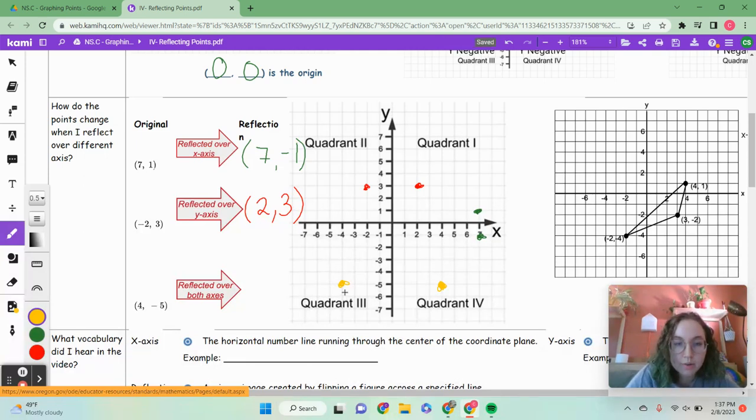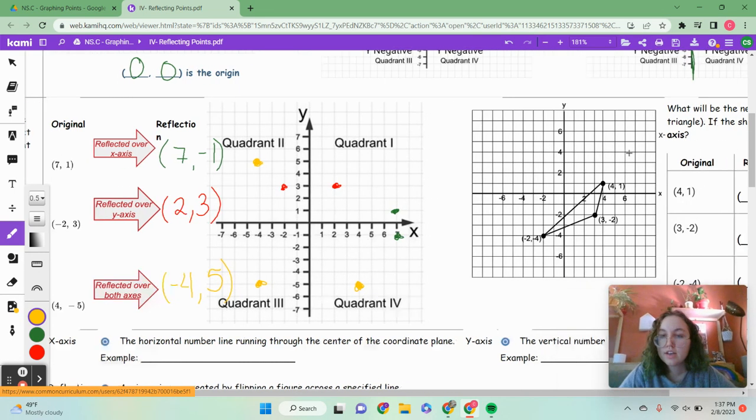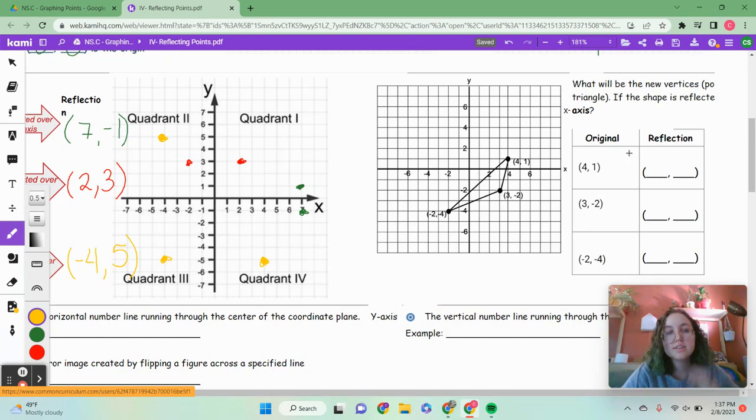And then I want to reflect it over the x-axis. So I want to do the vertical flip like that. And that is going to change the y coordinate. So after we reflect over both axes, both of our coordinates are going to change. So this is now (-4, +5). Cool.